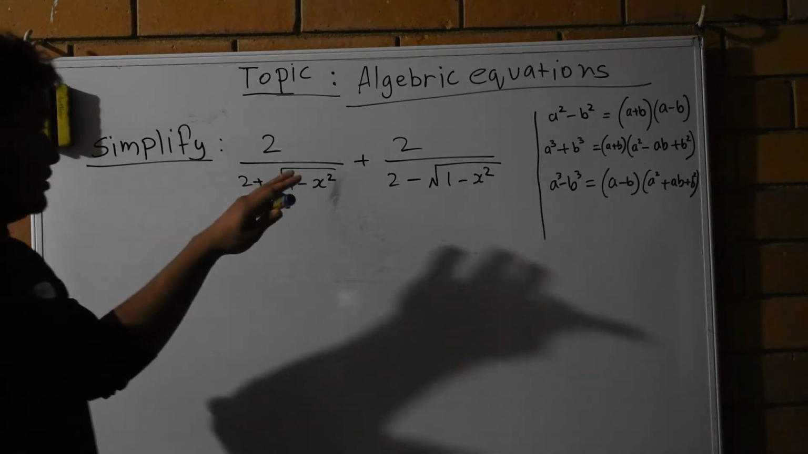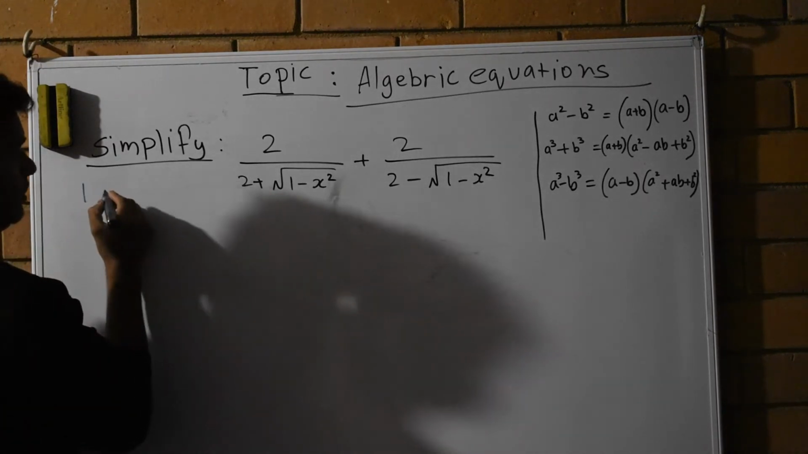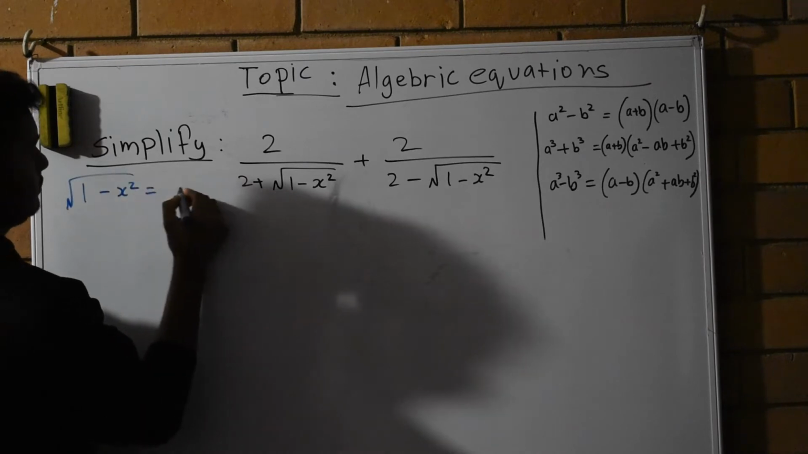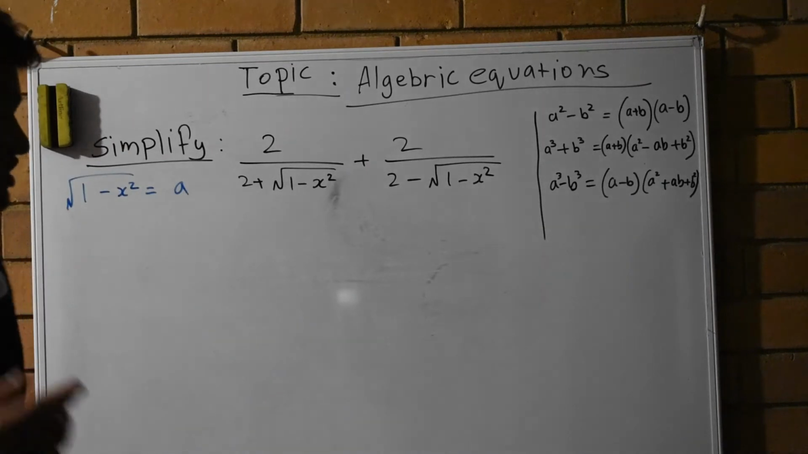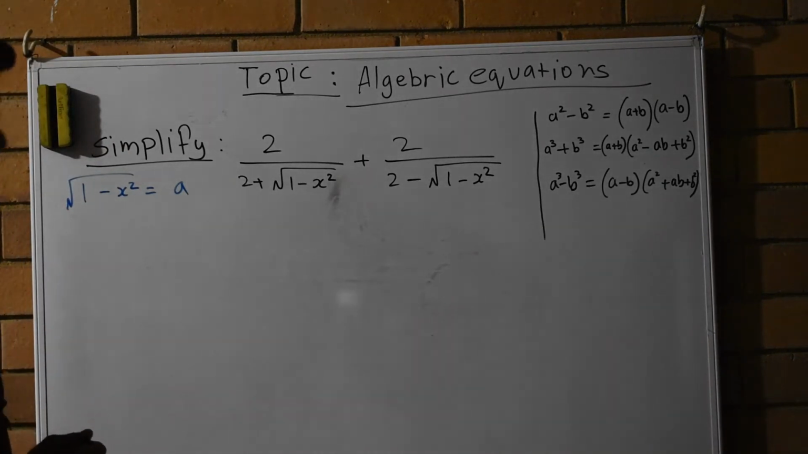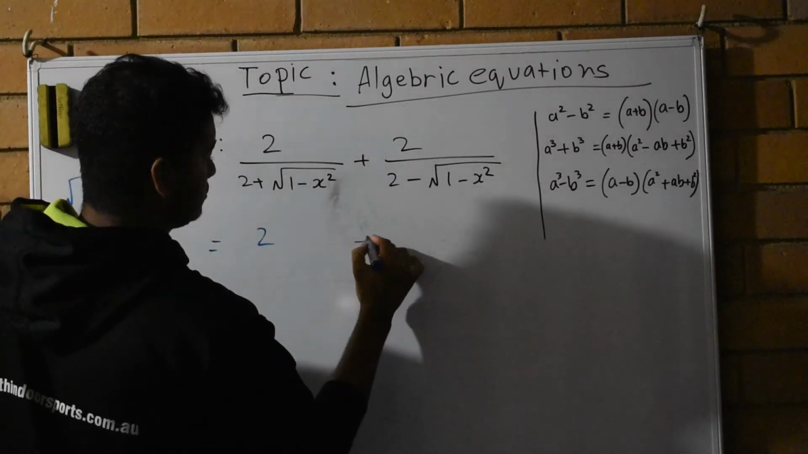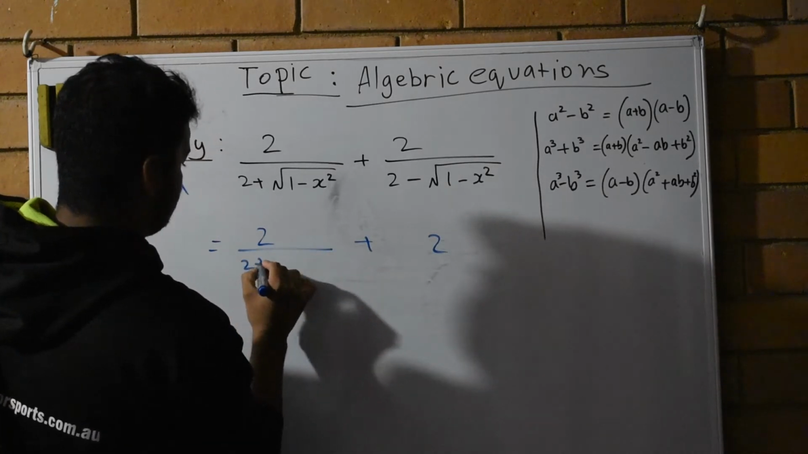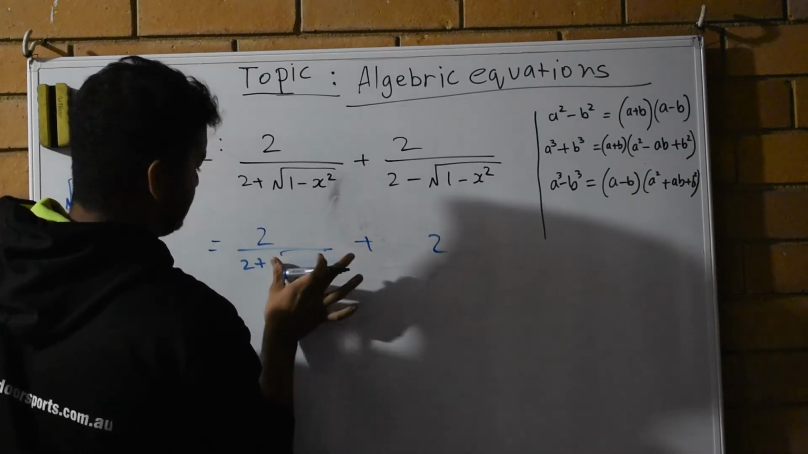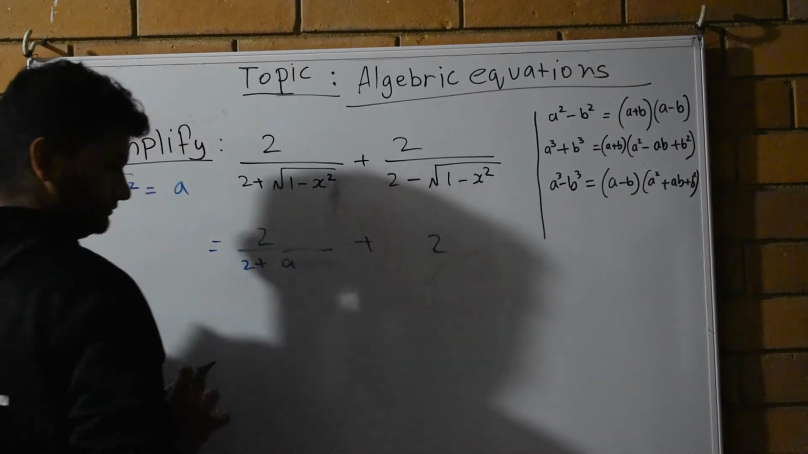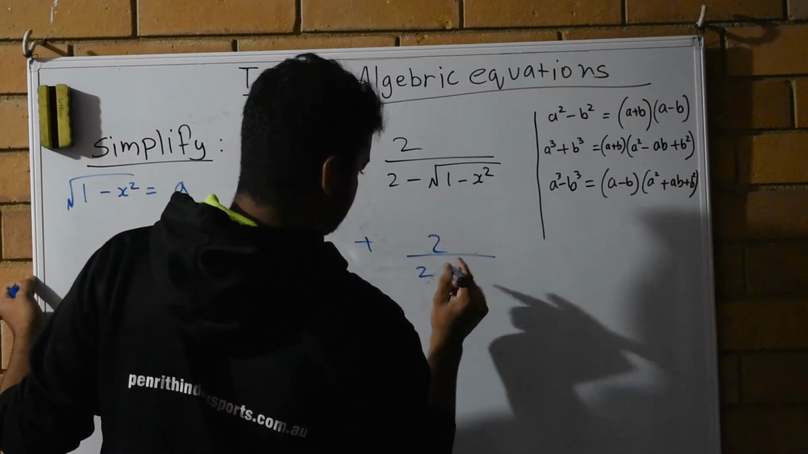If we continue with this part, it's going to get really messy. So straight away what I would do is let the square root of 1 minus x squared equal a. This gives me further understanding and makes things easier. So I'm just going to rewrite this again: 2 over 2 plus a, plus 2 over 2 minus a.